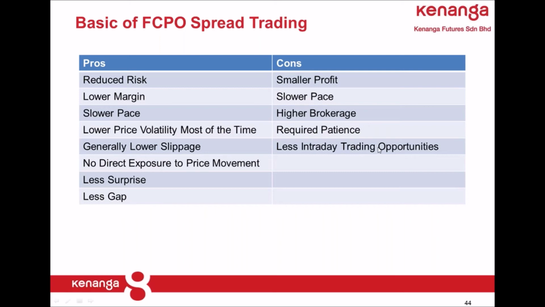And last but not least, because of the slower movement, you will see less intraday trading opportunity compared to outright. In an outright situation, if you use a 5-minute chart, you might have 5 to 10 trading signals each day, whereas in spread it is relatively lower in terms of trading signals appearing because of the slower movement.